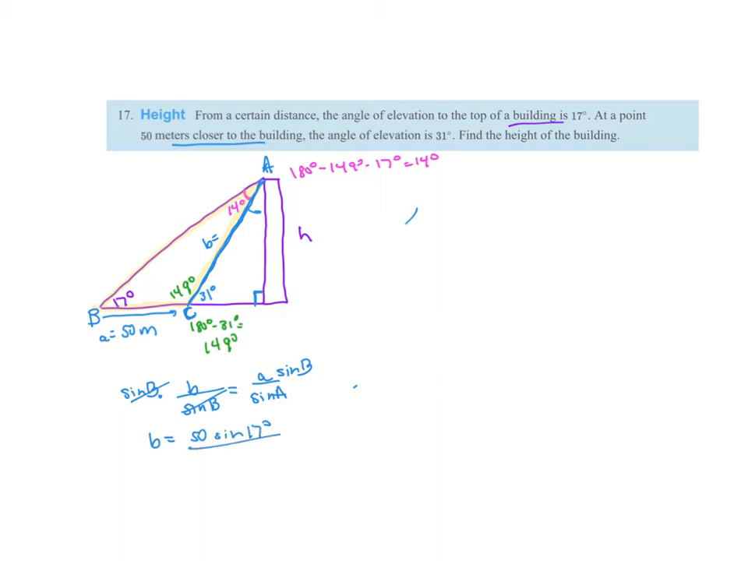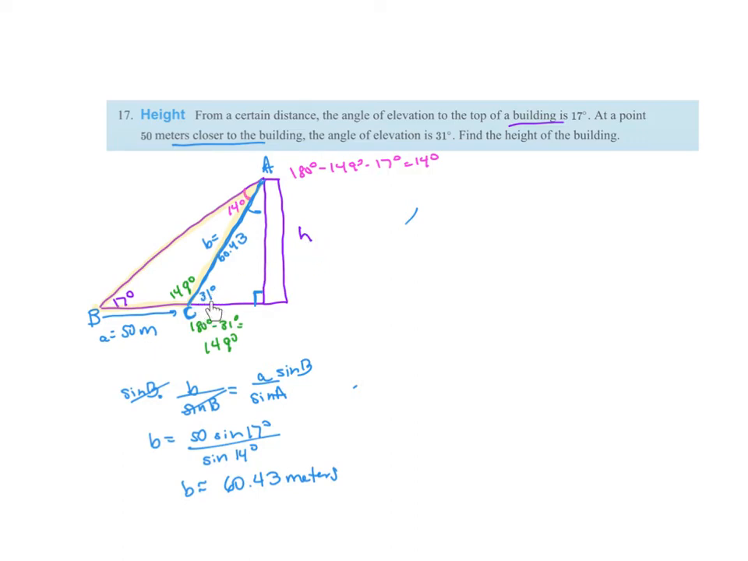Angle B is 17 degrees, over sine of A, which is not 140 degrees. It's 14 degrees here. So then when you plug it in the calculator, you'll find that is 60.43 meters. So 60.43. So I'm really just trying to find the height here.